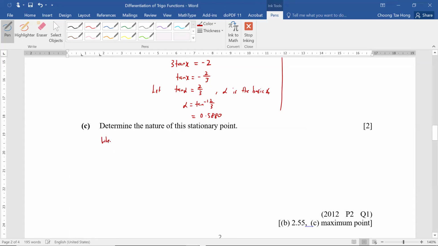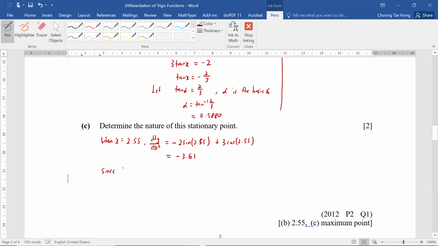So when x equals 2.55, d2y/dx squared is going to be equal to negative 2 sine 2.55 plus 3 cosine 2.55. If you calculate this out, you will get negative 3.61. So this is less than 0. If it's less than 0, then the curve should have a maximum point at x equals 2.55.